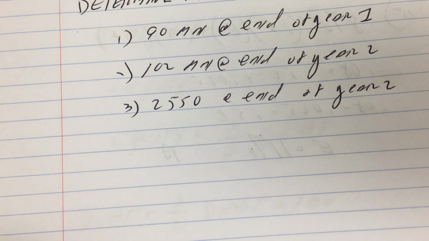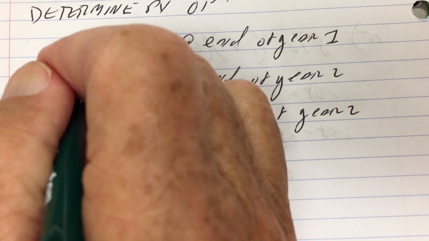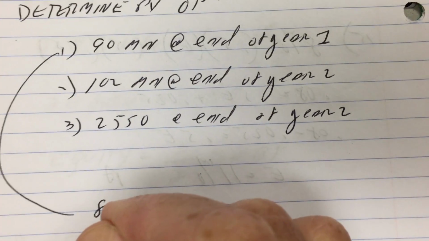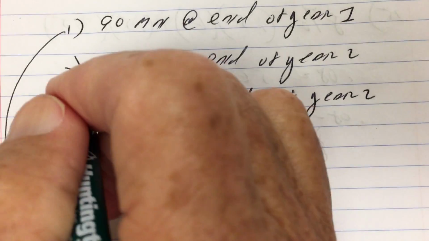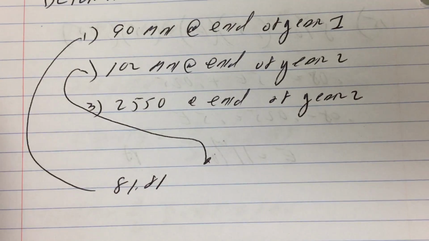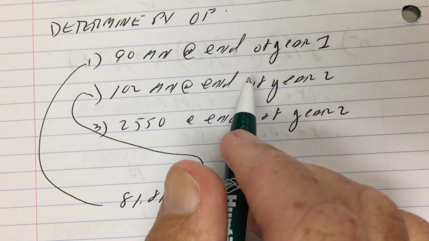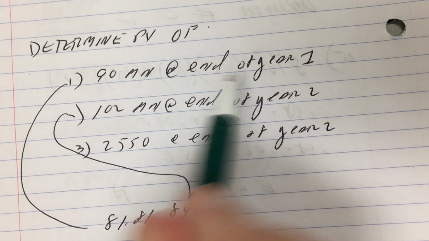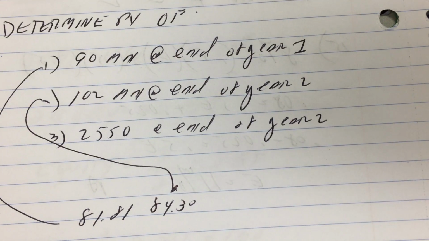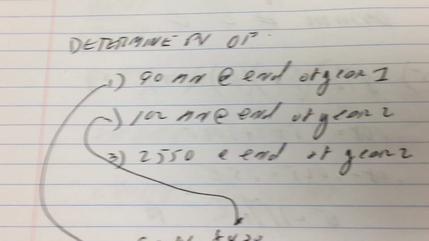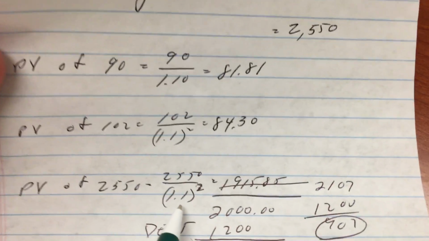Having done this at home, I know that the present value of number 1 is 81.81. The present value for year 2 is 84.30. So you're just taking 102 divided by 1.10 squared, and 90 divided by 1.10 to the first. And to get the lump sum, you also divide by the square, because that's also at the end of year 2.